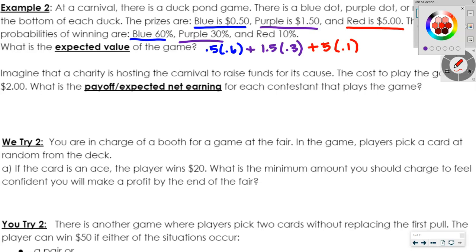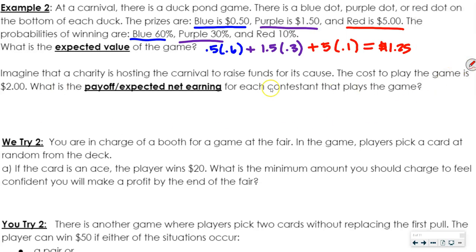Okay, so when you do all that in your calculator again, I got 1.9. No, sorry. That's not right. I got 1.25. Okay? So it says, imagine that the charity is hosting the carnival to raise funds for the cause. So the cost to play the game is $2. What is the payoff expected net earnings?